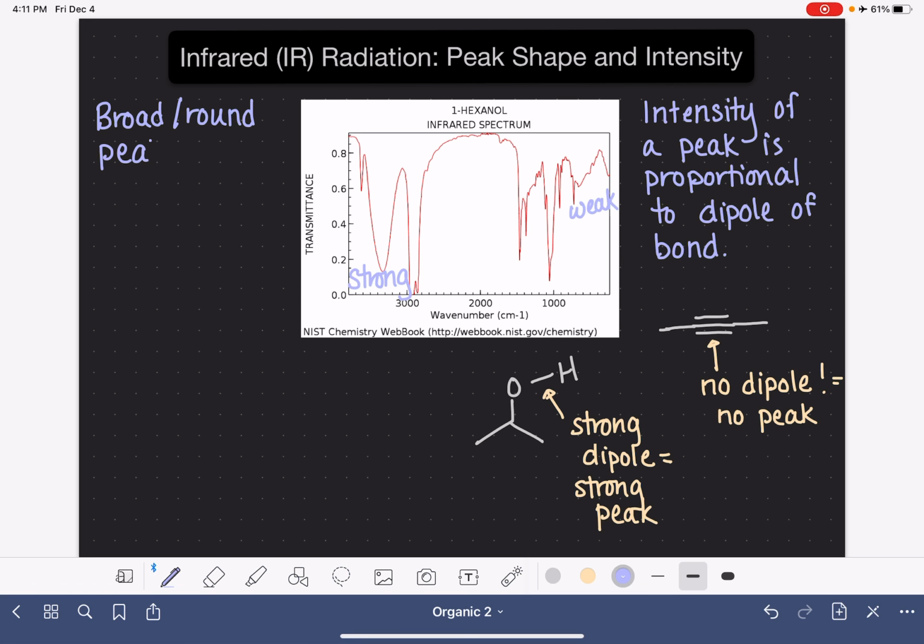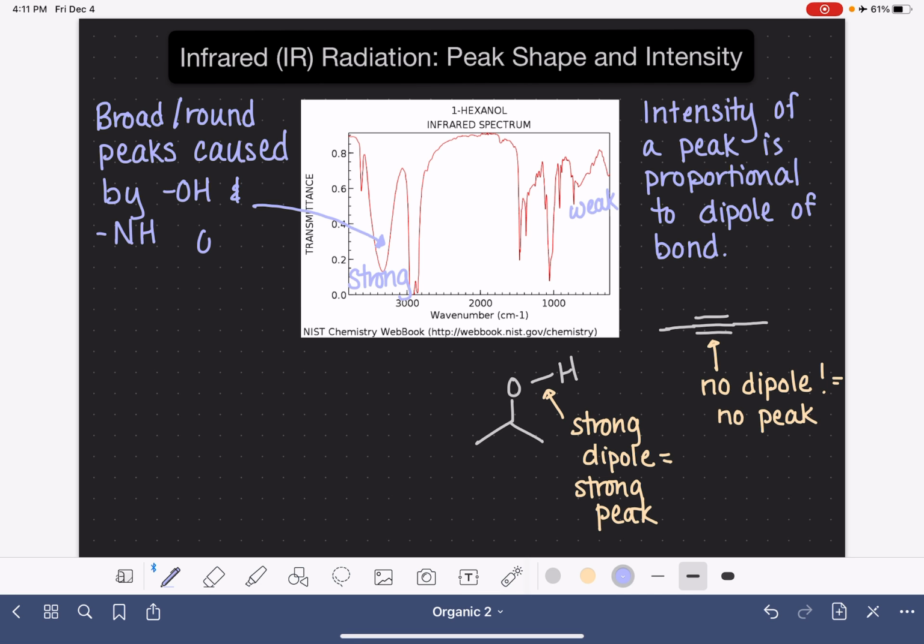have two common causes. One cause, the most common cause, is the type of bond: OH bonds and NH bonds. These bonds tend to have broad and round peaks due to the hydrogen bonding interactions in the molecule. And as I had said before, this is the OH peak for this particular molecule, and so we can see that the OH peak is a real broad, rounded peak.